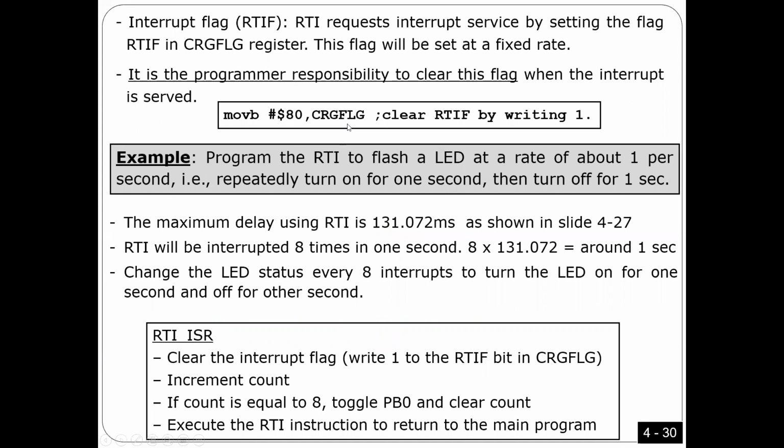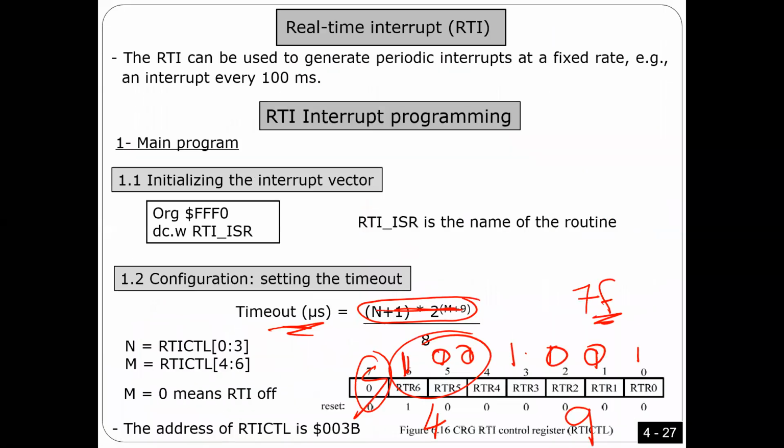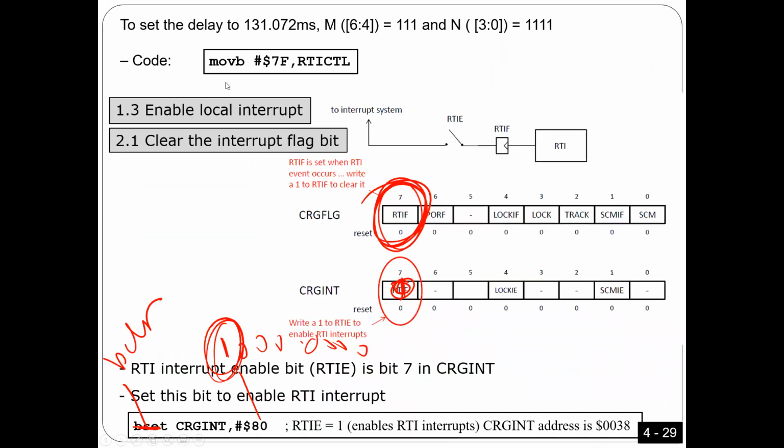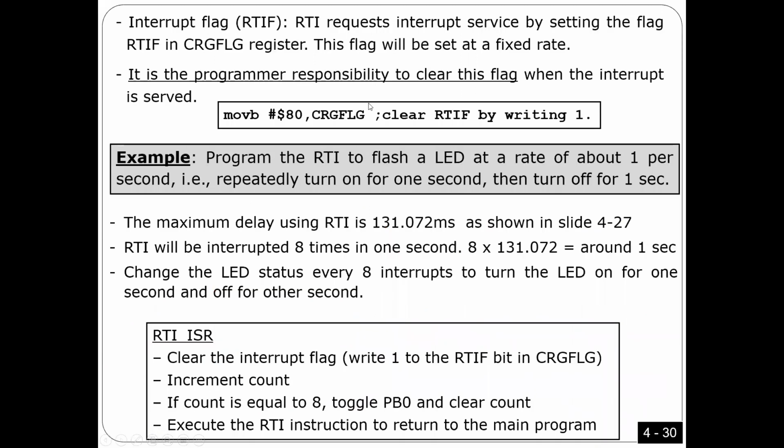So let me tell you what I said in a very simple way. Look here, guys. If you want to program RTI, number one, you have to do this part here all the time. That's easy. Number two, you have to do this instruction, but you have to select what number here for the timeout. Number three, you have to do this one in order to enable interrupts. Number four, in the interrupt subroutine, you have to put this one. Very easy. All the time we will do that.